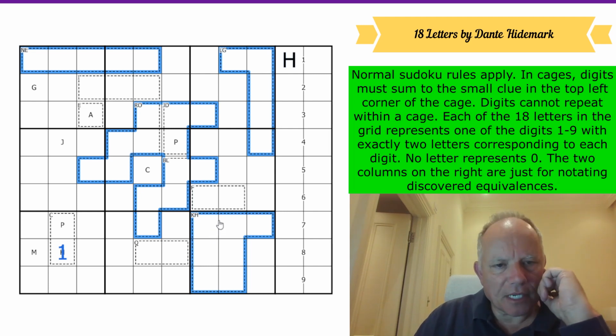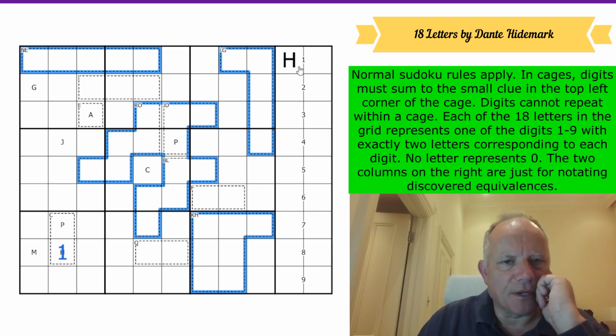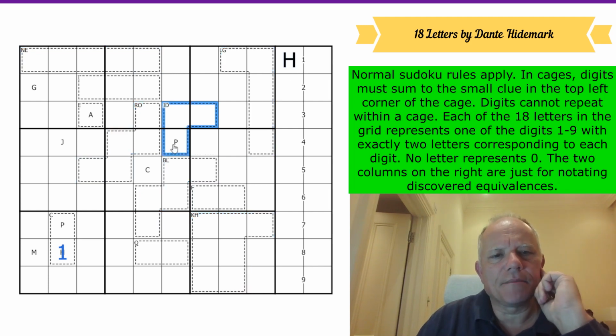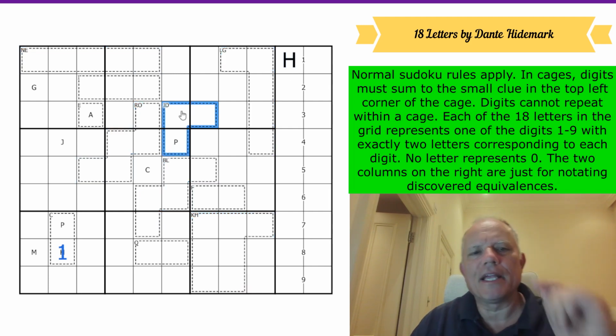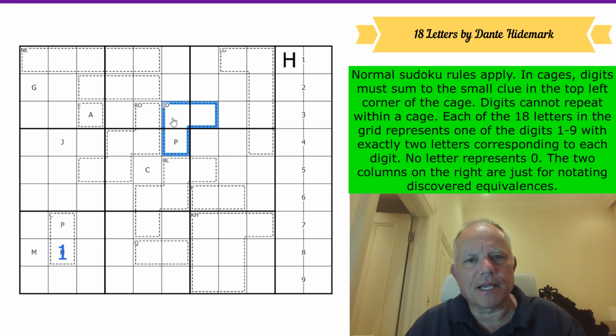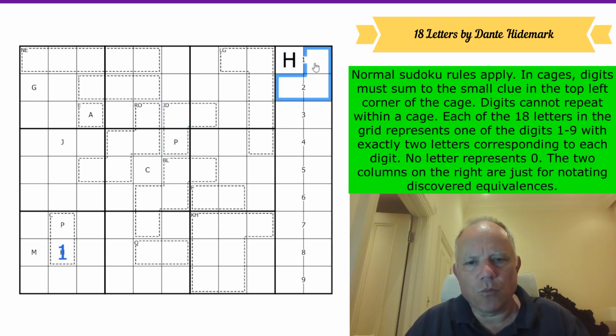Now, at first I was going, well, this is impossible, but I'd forgotten that it's 2 letters per digit. So JD has to be no more than 24. Numbers can't repeat in a cage, and it's only 3 cells big. So J has to be 1 or 2. I can put J in the corners there.